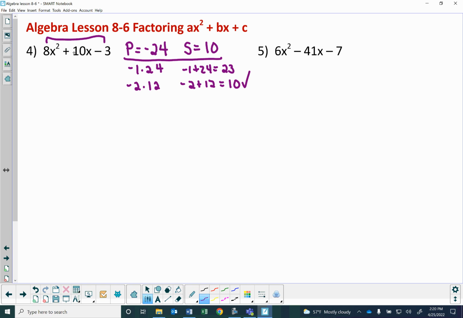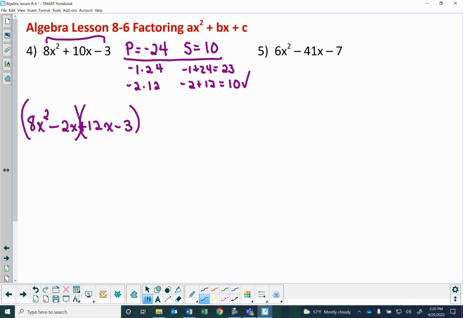So I rewrite my 10x as negative 2x plus 12x. So I keep my first term, 8x squared. Rewrite 10x as minus 2x plus 12x. And it really doesn't matter which order you put those in. It'll work either way. Minus 3. Keep factor first 2, group second 2.